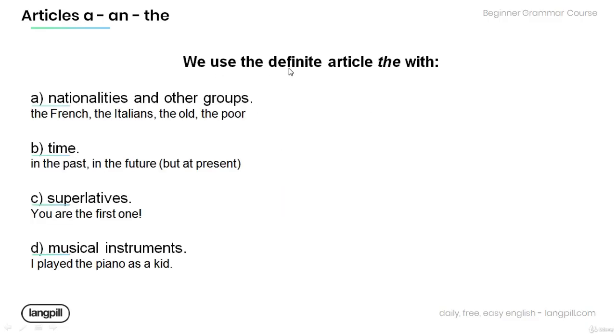Note that we also use the definite article the with: A, nationalities and other groups. For example, the French, the Italian, the old, the poor. B, with time. For example, in the past, in the future, but at present. C, with superlatives. For example, you are the first one. D, musical instruments. I played the piano as a kid.